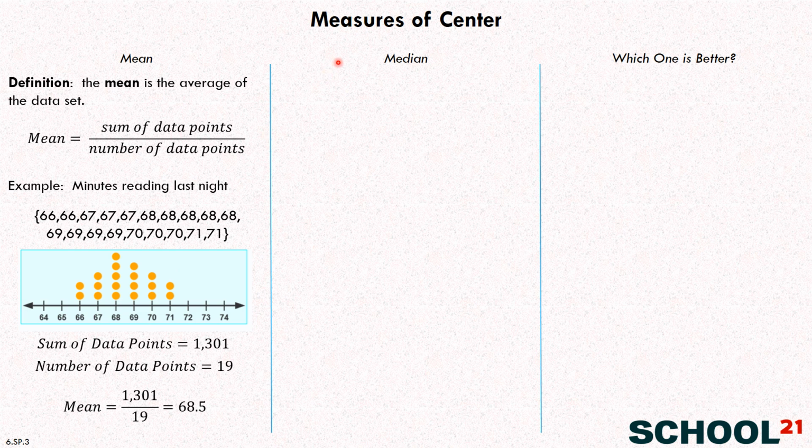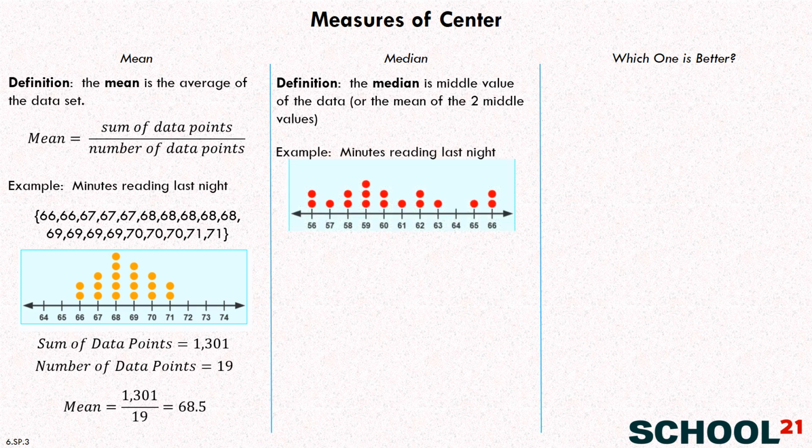Now let's look at the median. It's just a different way to do it. They're both great. Let's see here. The definition of the median is the middle value of the data. Or if there's two middle values, it's the mean or the average of those middle values. Okay, so what do we mean by that? Let's look at an example.